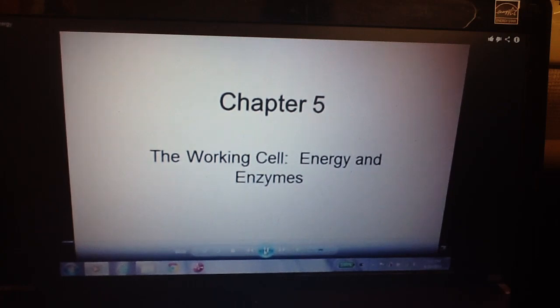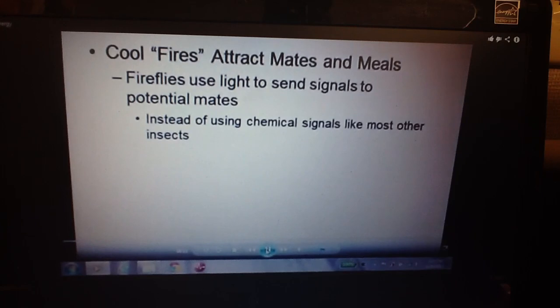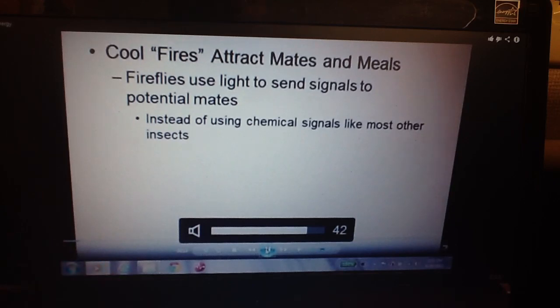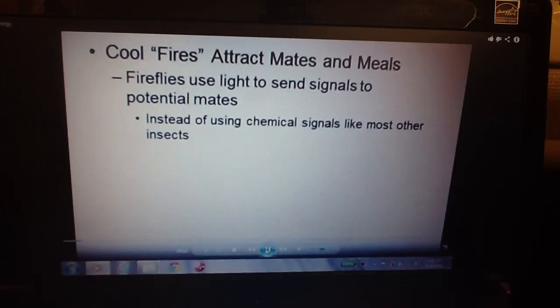I'm going to focus mainly on just energy in this lecture. So when we talk about energy, realize that what we're talking about is a certain type of work. And one of the best examples is fireflies. Fireflies use light that is coming from an organ near their butt region, and they use it to send a signal to potential mates saying, hey, I'm ready, why don't you come hang out with me?